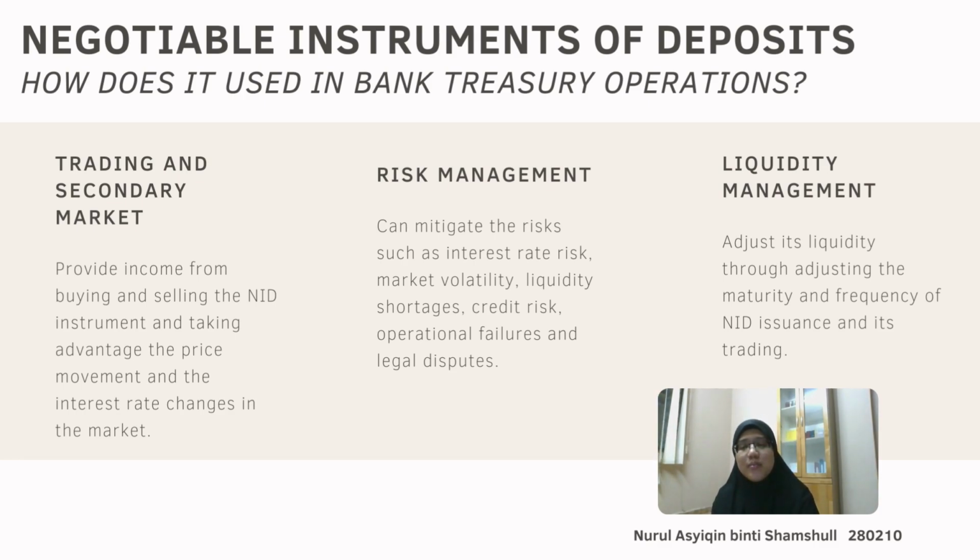NID can also be used by banks as a hedging instrument which can be used to reduce exposure to other financial instruments. Issuing NID can also help the bank in diversifying their portfolio and reduce risk by investing in different types of NID such as Islamic Negotiable Instrument of Deposit (INI), Cagamas notes, and bonds, since these types of NID have different characteristics and benefits which suit different needs and preferences of banks and customers.